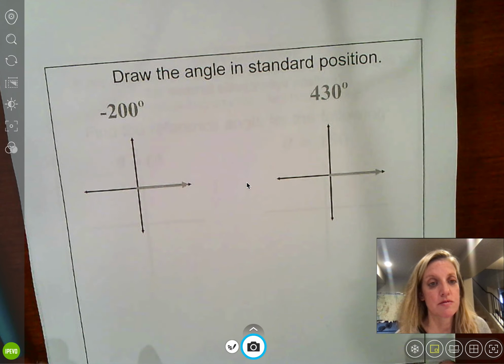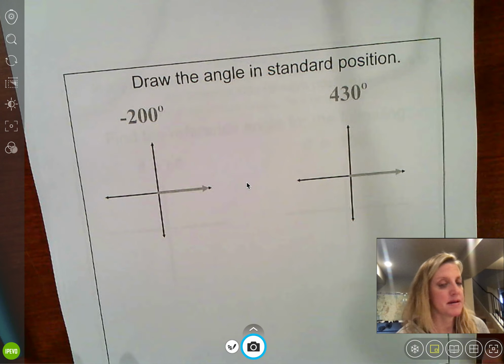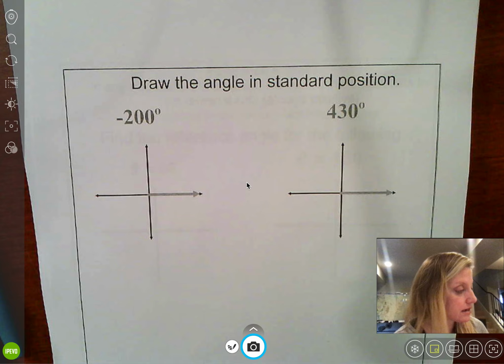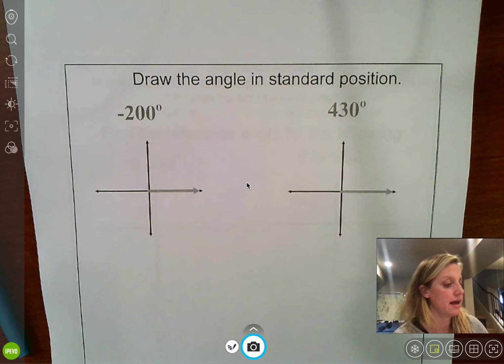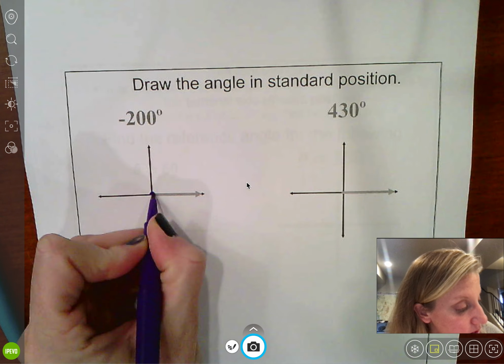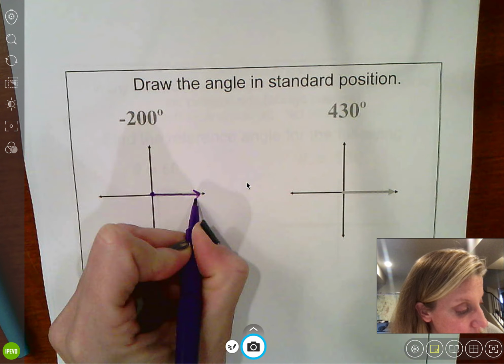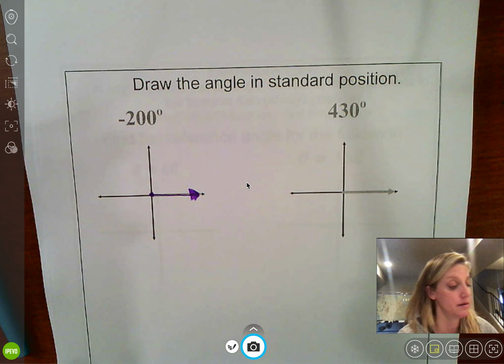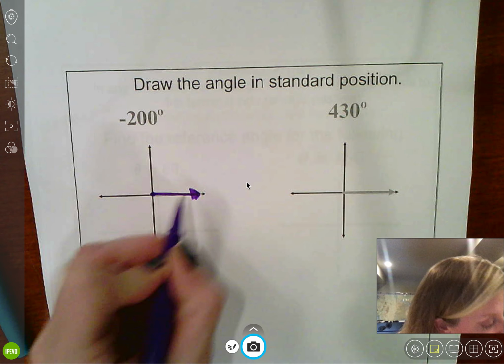All right, so some questions you might be asked. It's good to know what a standard position of an angle is. That'll come into play later to help you a little bit. So to draw an angle in standard position, one ray or one side of your angle will always be on that positive x-axis. So you're already half done without really doing much thinking at all, okay?